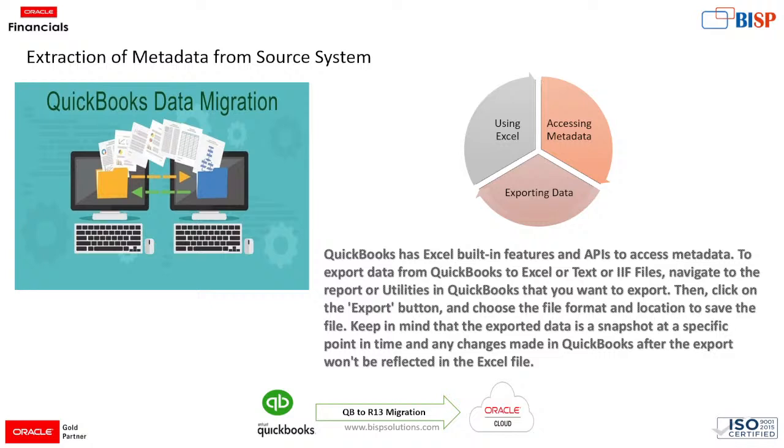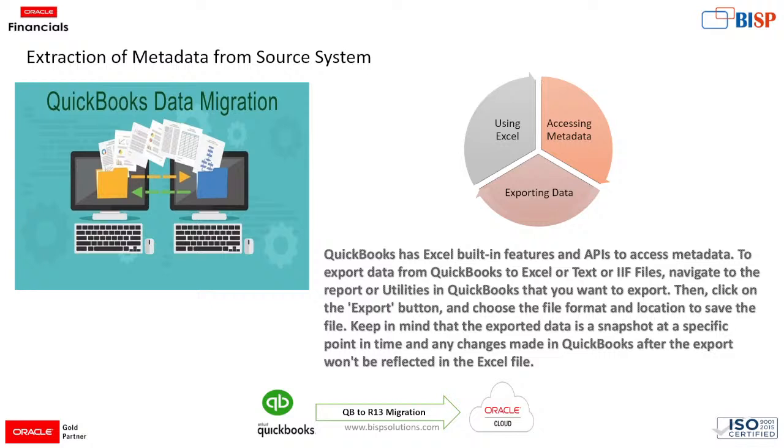Once you have chosen the report or utilities under File, click on the Export button, which is usually located on the top of the report, and select the export to Excel or text option. This step will prompt QuickBooks to convert the metadata into an Excel-ready format or text format.